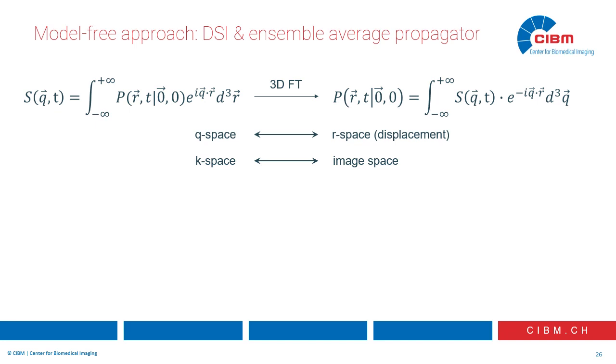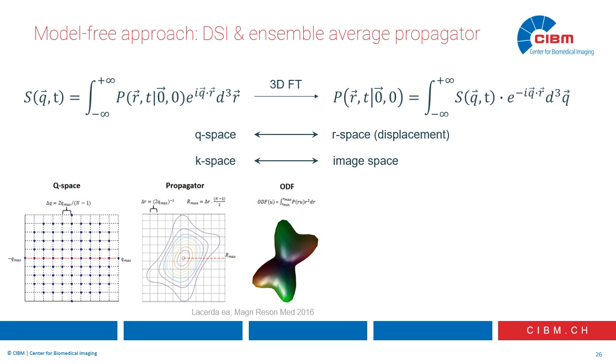And finally, I just want to briefly describe a model-free approach that can be applicable at high Q regime, which also has some advantages for regions where we are lacking a biophysical model. So as I've mentioned, there is a Fourier transform relationship between the signal sampled across Q space and the displacement probability function. And so if we sample Q space here in a Cartesian fashion, we take the Fourier transform, we retrieve the propagator, and ultimately the orientation distribution function.